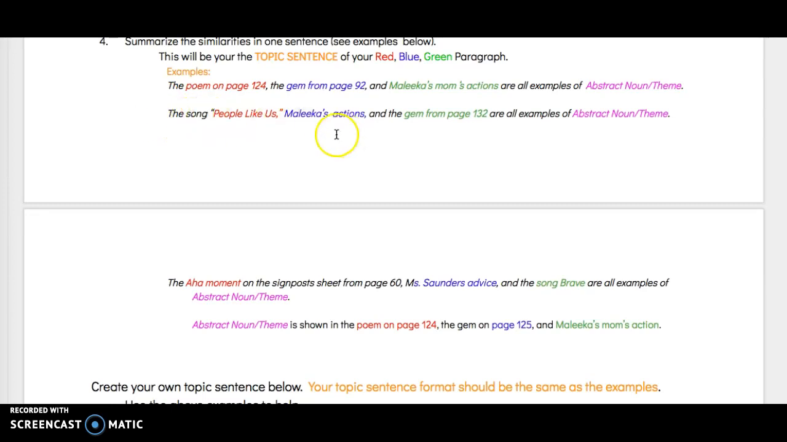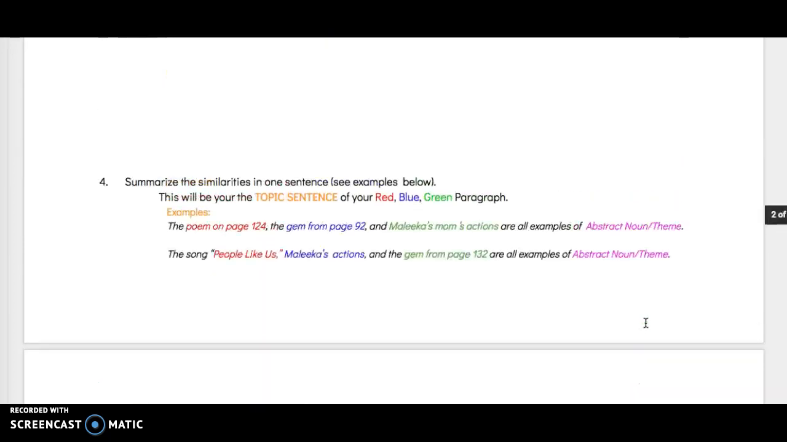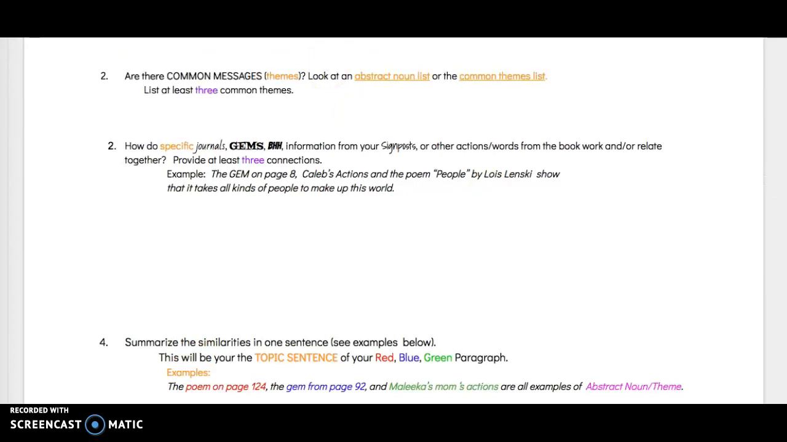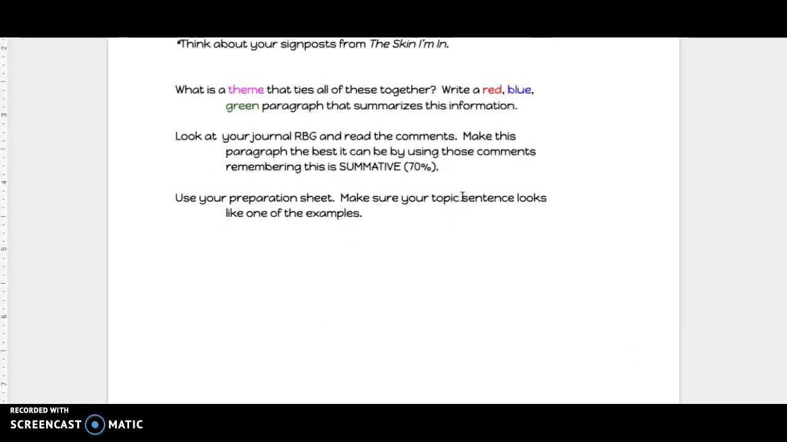If you start out with the 3 items you chose to use and end with theme for your topic sentence, then you should start with theme and end with the 3 choices for your concluding sentence. I will not look at this preparation document. The only document I'm going to look at is the Skin I'm In summative.